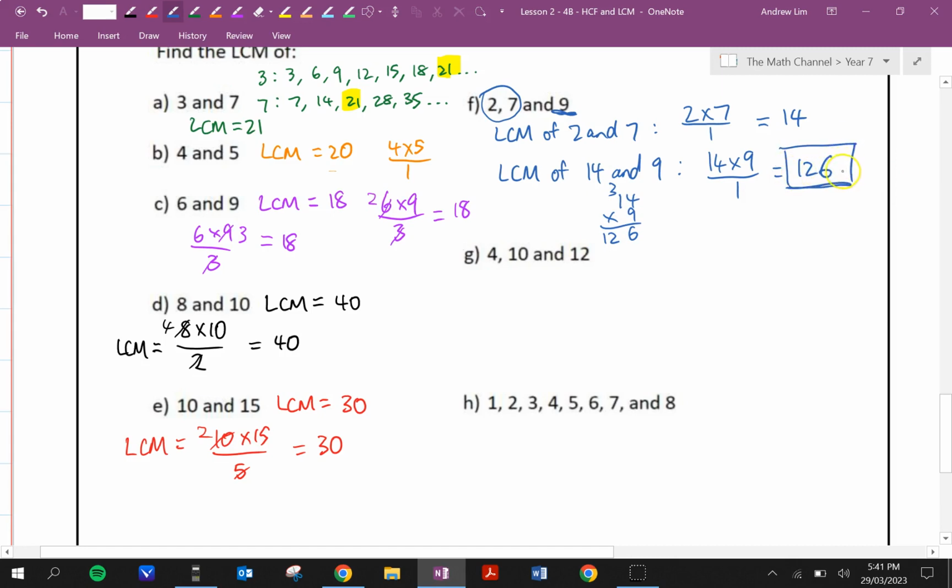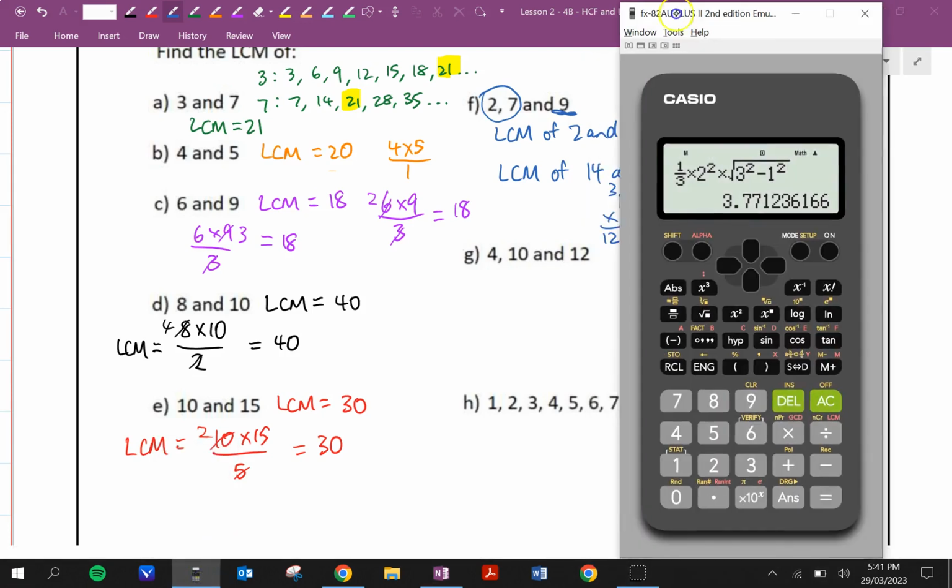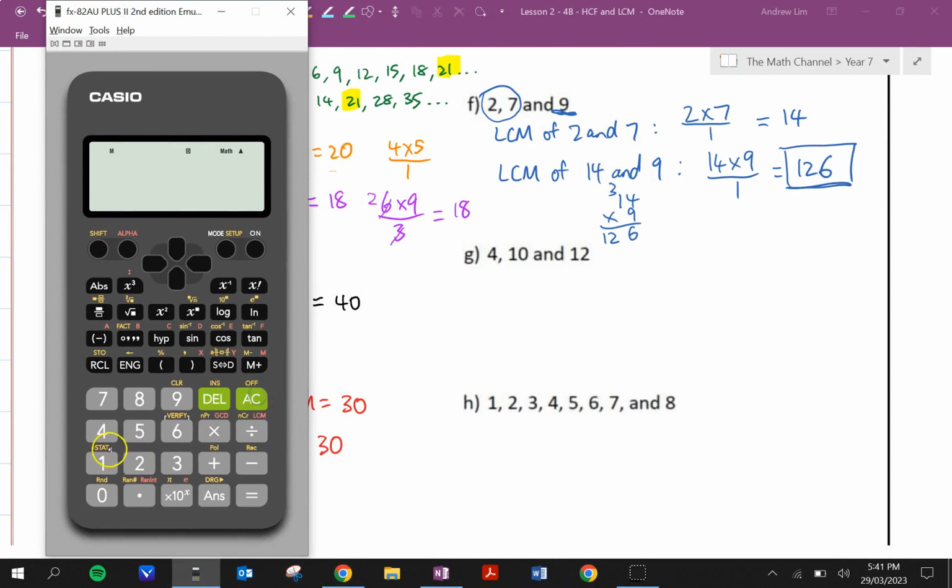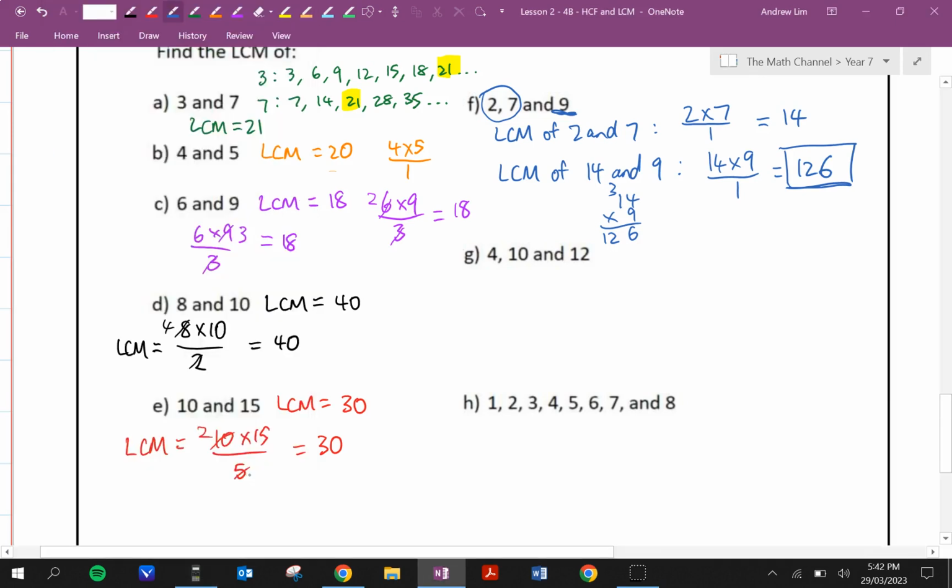I can divide 126 by 2. I can divide it by 7. And I can divide it by 9. Here's my proof. Here's my calculator. 126, I can divide by 2. Yep, get a whole number. 126 divided by 7. Yep, I get a whole number. 126 divided by 9. Yep, I get a whole number. So 126 is the smallest number that I can divide by 2, 7, and 9.